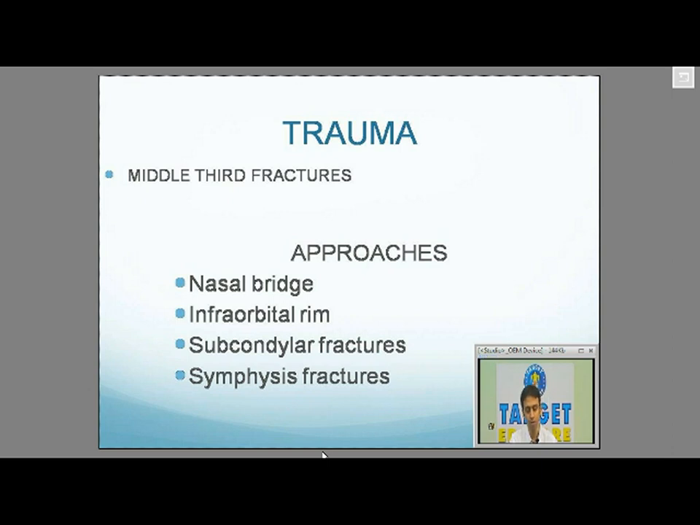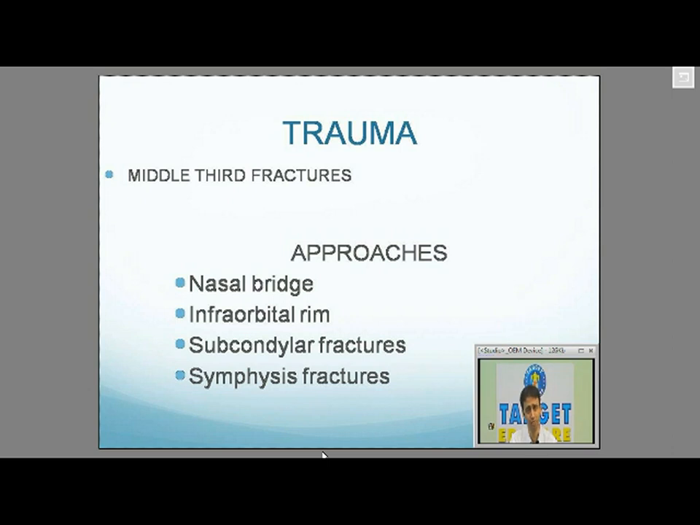Now coming on to the approaches which are mainly used to approach the middle third of the skeleton. The main approach they had asked for is the naso-orbital ethmoidal fracture. Again we have the same approaches for NOE fractures: the girl's eye view and the open sky approach. These two are the most commonly used approaches. Then for supraorbital rim fractures, we have the supraorbital incision, upper eyebrow incision, and lateral brow incisions, which are most commonly used to approach the supraorbital rim.